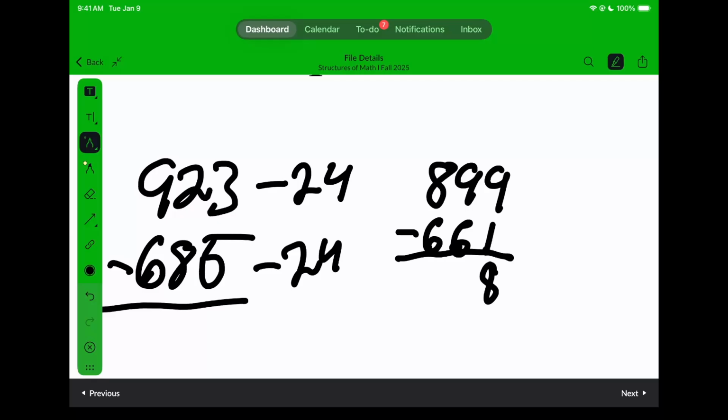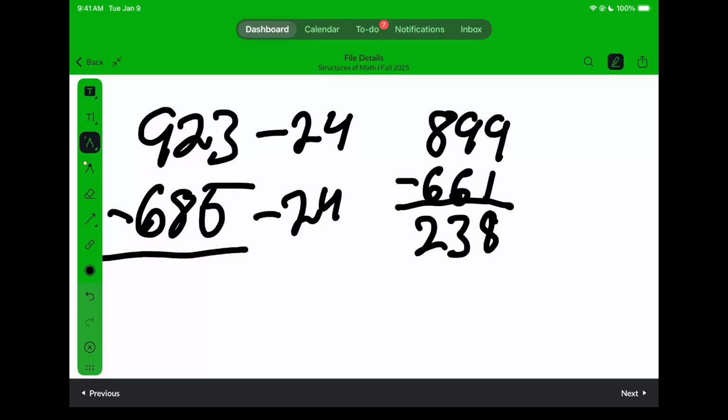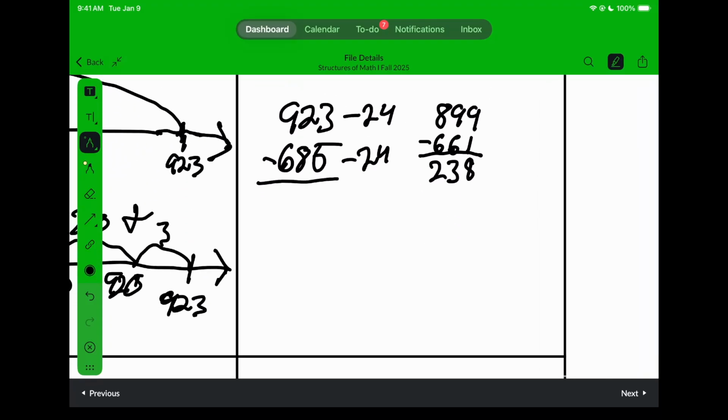9 minus 1, that's 8. 9 minus 6, that's 3. 8 minus 6, that's 2. Boom. No borrowing whatsoever.